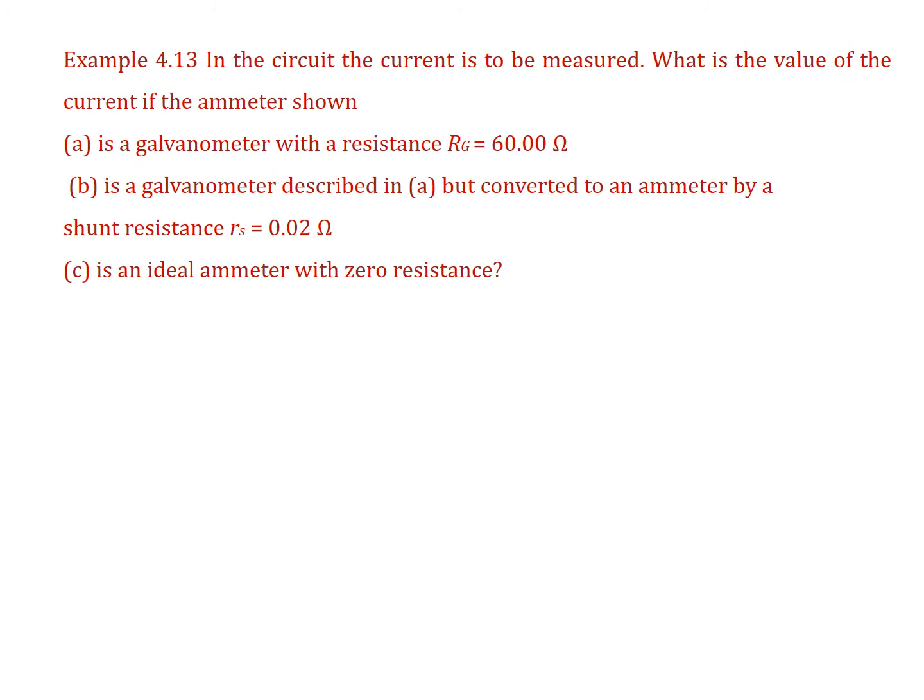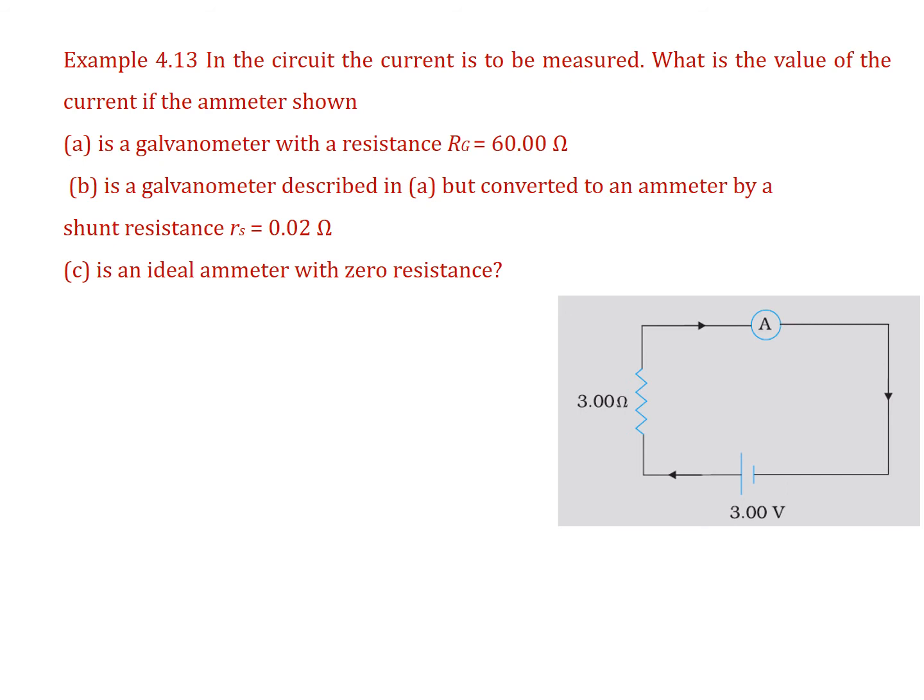Here is another numerical. In the circuit, the current is to be measured. What is the value of current if the ammeter shown is (A) a galvanometer of resistance 60 ohm, (B) a galvanometer described in A but converted into an ammeter by using a shunt of 0.02 ohm, (C) an ideal ammeter with zero resistance. So in the three cases we want to find out what is the current in the circuit.